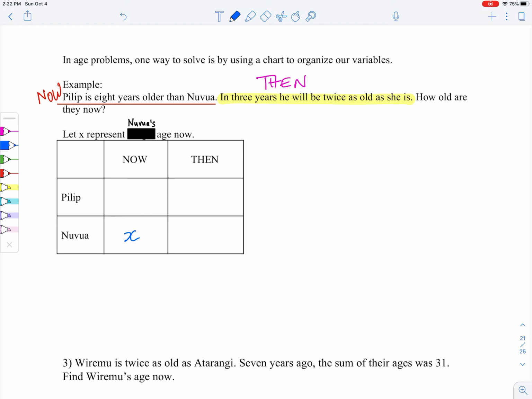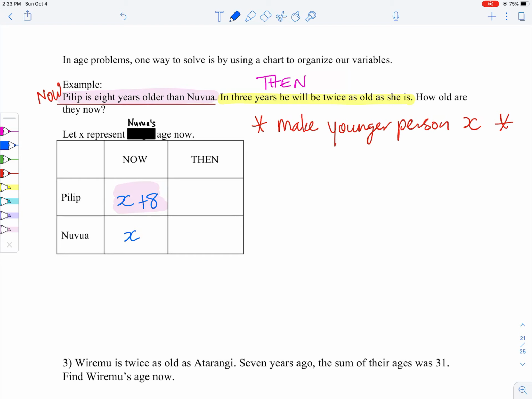So if Nouveau is X, and in general, make the younger person X. It makes it much easier because then you're adding or multiplying as opposed to subtracting or dividing. And then if we go back to right now, so what I highlighted in red, I'm going to make it pink as well. Right now, Philip is 8 years older than Nouveau. So if Nouveau is X, then Philip is going to be X plus 8.